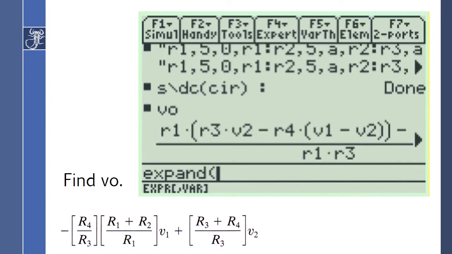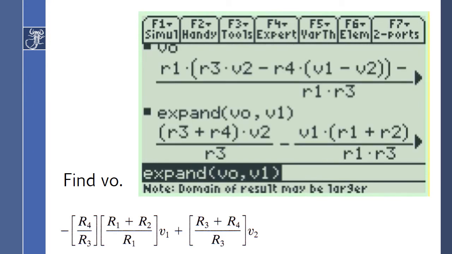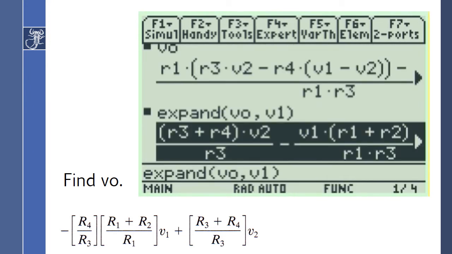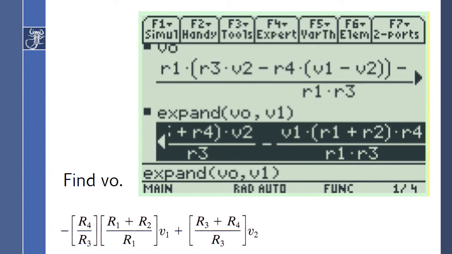Now, since the calculator groups it in a different way, we can ask it to expand that expression, VO, in terms of one of our variables, and the answer we get is, it's easy to see, it's the same as the book. The first term here is the second in the book, but that doesn't matter, it's the same expression.